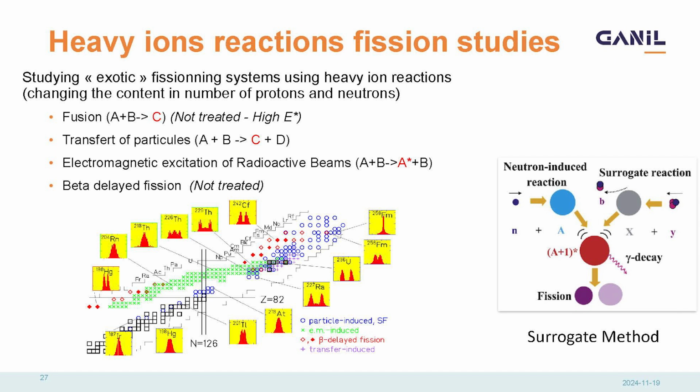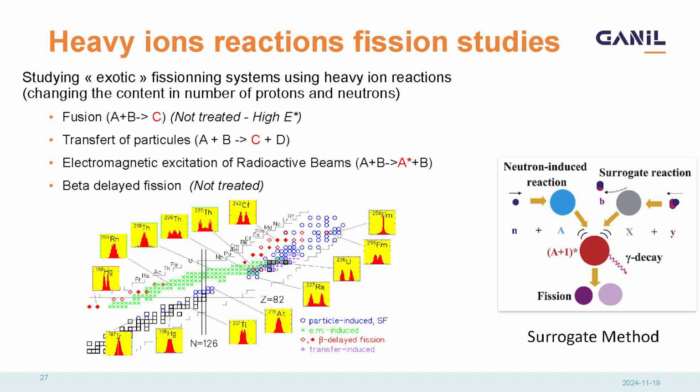The other way to do it is to do transfer of particles, where basically you take a heavy ion and you shoot on a target, and you will exchange some particles. And you will look at this system, and eventually you get some information on how it was populated. You will have also electromagnetic excitation, and I will go into the details for those two cases.